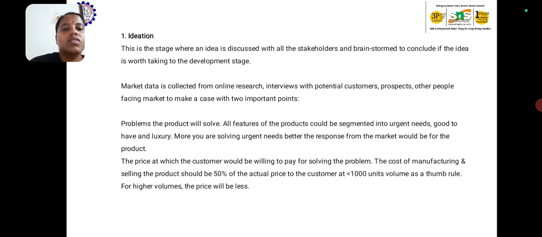The second point is the price at which the customer would be willing to pay for solving the problem. The cost of manufacturing and selling the product should be 50% of the actual price to the customer at greater than 1000 units volume, as a thumb rule. For higher volume, the price will be less.